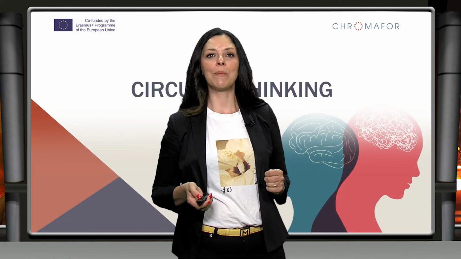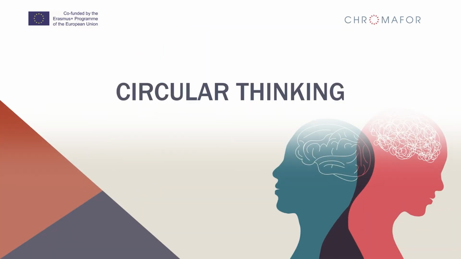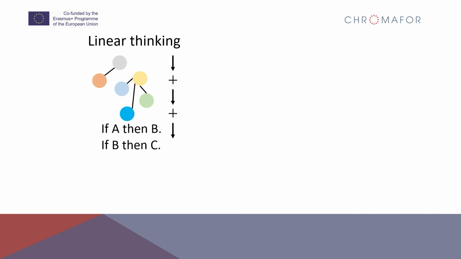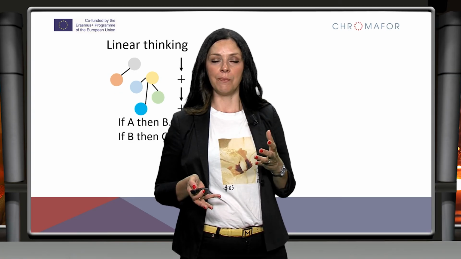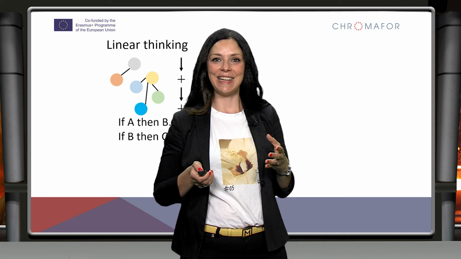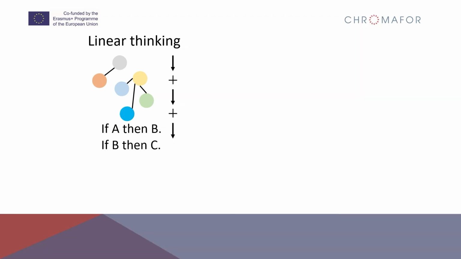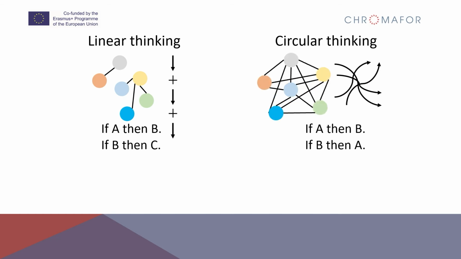Now let's talk about circular thinking. Circular thinking is very important in a company because we also have to change the mind, to change the approach in which production processes are organized. In the slide you can find a linear thinking approach. You can see that the scheme is: if A then B, if B then C. While in circular thinking you have to close all the loops. Then if A then B and if B then A. This is circular thinking.